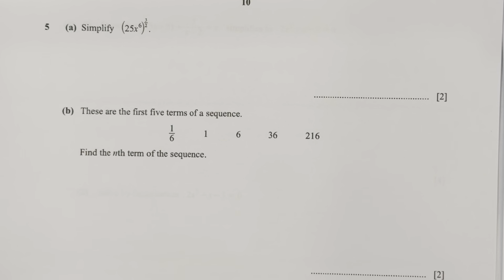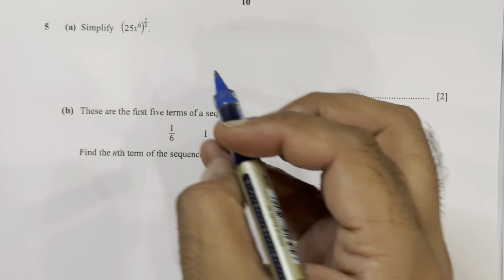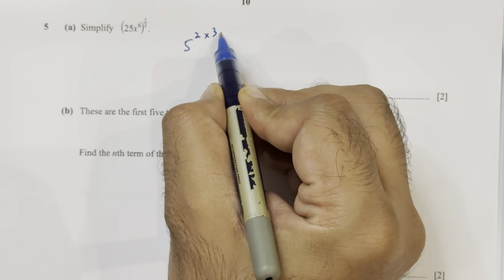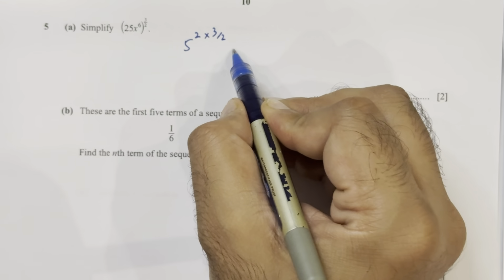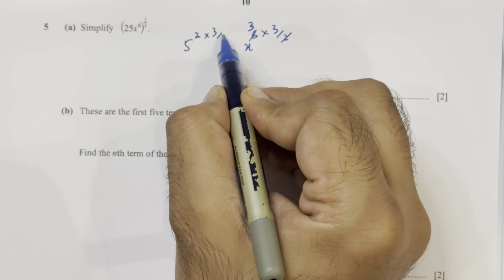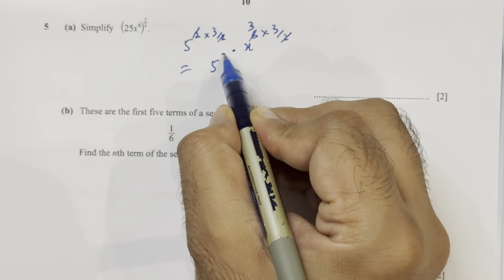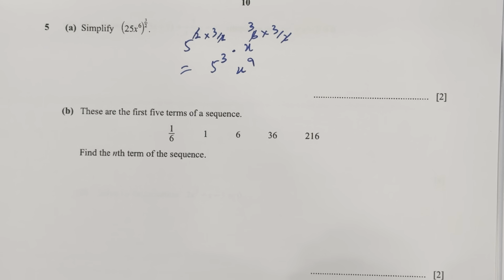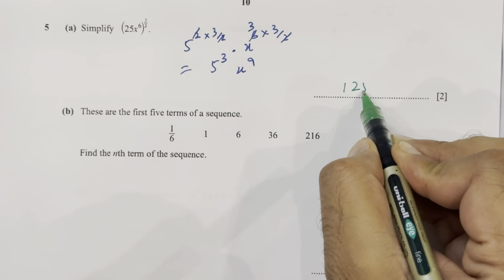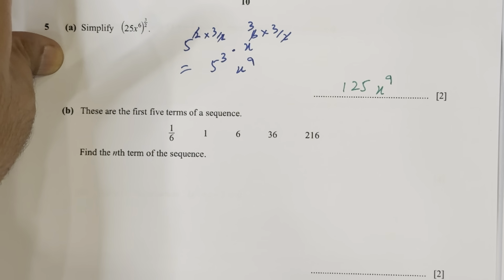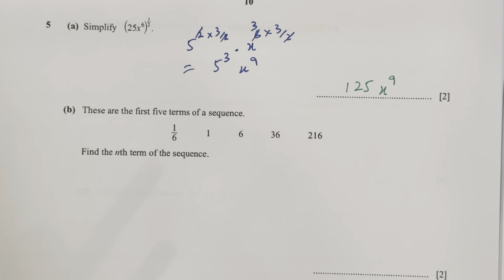Question number 5 is from the topic of indices. Simplify 25x raised to power 6, all raised to power 3 by 2. We know that 25 is 5 raised to power 2. Then multiply it by 3 by 2. Also x^6 multiplied by 3 by 2. 2 is gonna cancel with 6, it would be 3. 2 is gonna cancel with 2, it would be 5 raised to power 3 and x raised to power 9. After solving it, 5 raised to power 3, we know that it is equal to 125 x raised to power 9. Moving to the B part, there are the first 5 terms of the sequence.